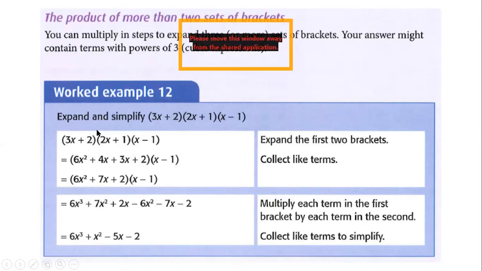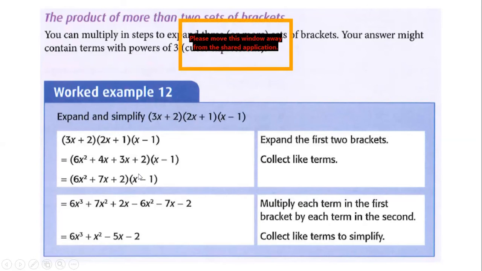If you start with the first bracket times the second bracket, you will have 3x times 2x, 6x squared, then 3x times 1, then 2 times 2x, 4x, then 2 times 1, 2. And leave the third bracket as it is. Okay, you will deal later with this one. Add up, collect the like terms here to get 7x. Now you have this quadratic expression times this binomial, which is a linear expression. X is in the first power.